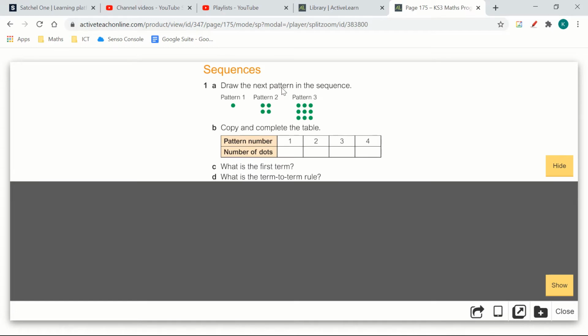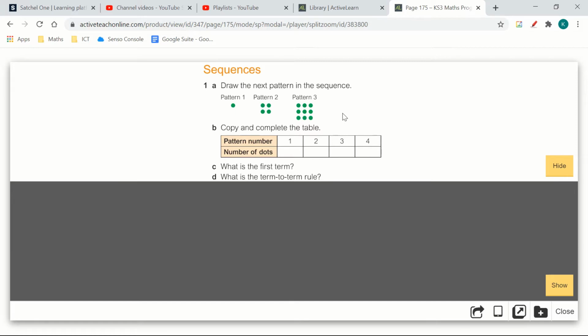Okay, so we're going to do patterns first. So there's pattern 1, there's pattern 2, and there is pattern 3. So how many dots are there in each sequence? So what would be the next one? Okay, so next bit, what is the first term? Well, the first term is going to be 1. And what is the term-to-term rule? So what's happening each time between each one?